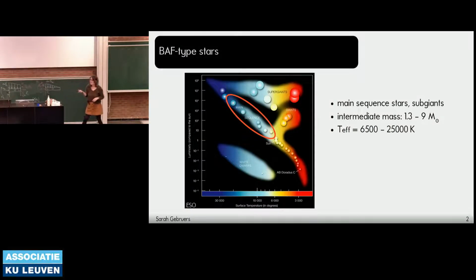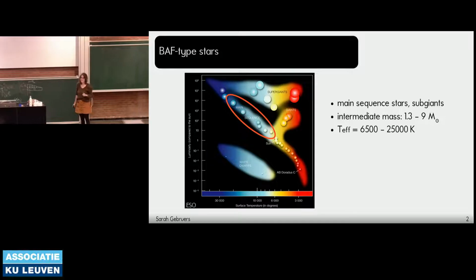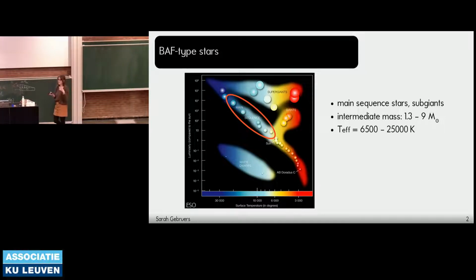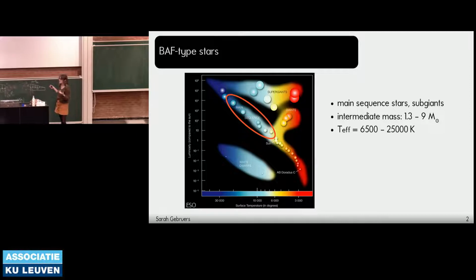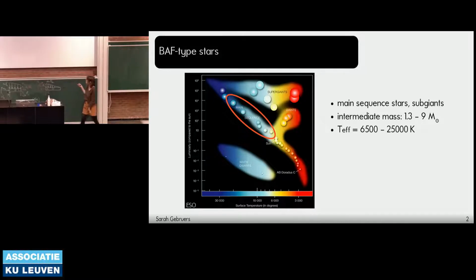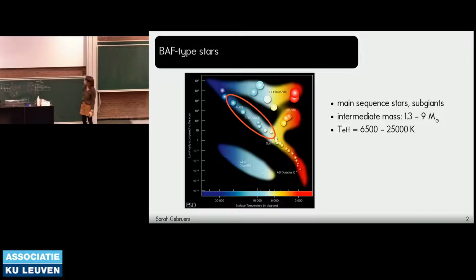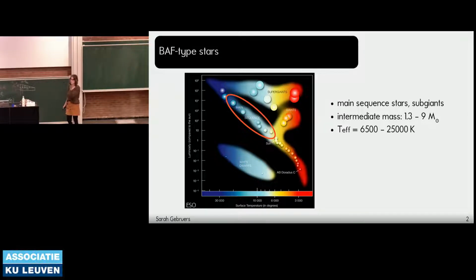Okay, so in this talk, as Joris said, I will talk about combining spectroscopy, photometry, and asteroseismic data for BAF-type stars. By BAF-type stars, I mean the stars lying in this red circle on the main sequence, so main sequence stars, but also a bit more evolved subgiants. In our group, we call these intermediate to high mass stars, so masses from 1.3 to 9 solar masses, and temperatures from 6,500 up till like 25,000 Kelvin.